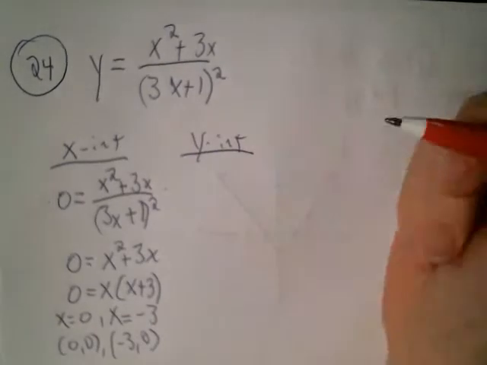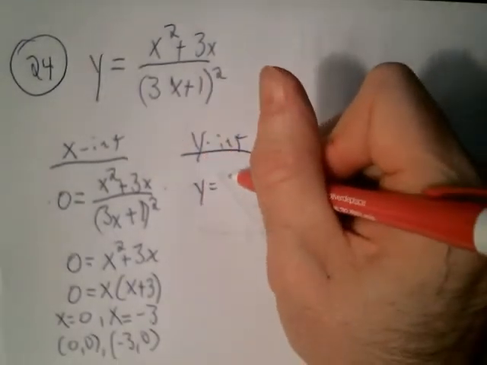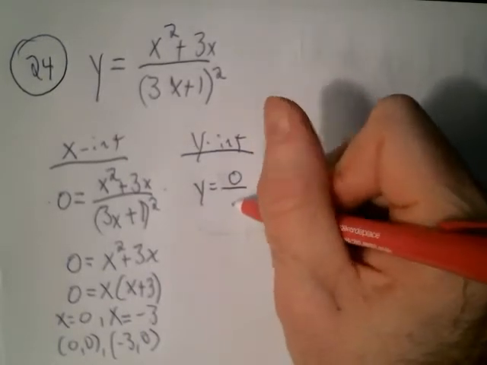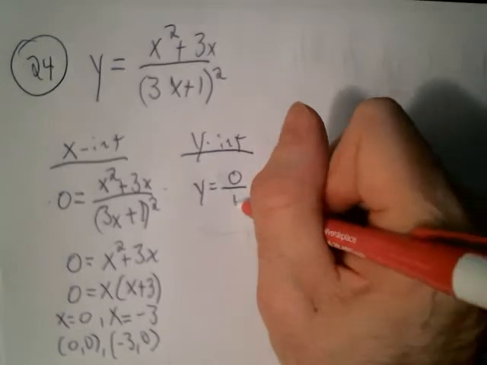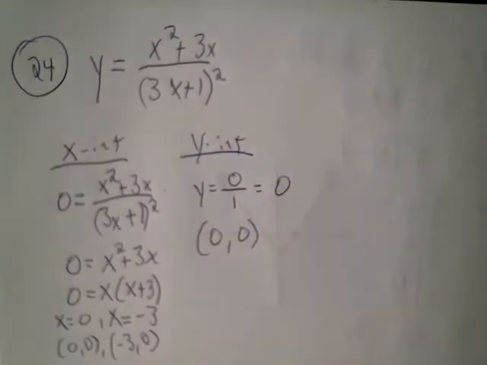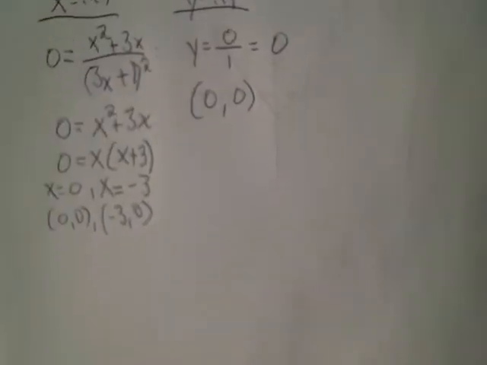So for the y-intercept, you're letting x equal 0, so y will equal 0 squared plus 0 is 0, all over 3 times 0 plus 1 squared, which is 1 squared, that's just 1, so of course that equals 0, and our y-intercept then is, as stated, (0, 0).